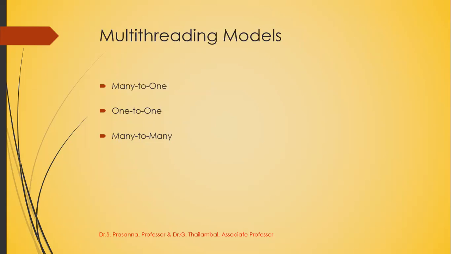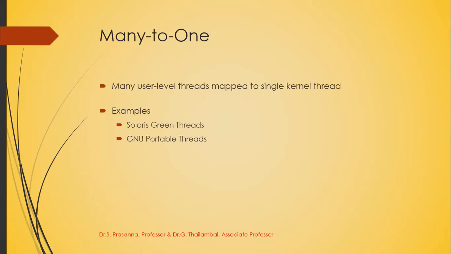What are multi-threading models? We have many types of multi-threading models. One is many to one. Many threads will be connected to one thread. One to one. One single thread will be connected to another single thread. Many to many. Many multiple threads will be connected to many multiple threads. So these are the types of multi-threading models.